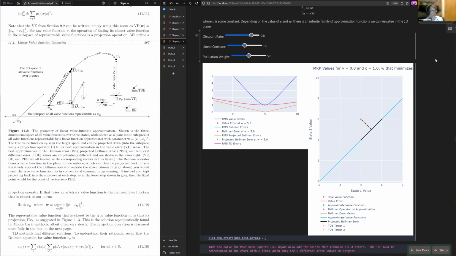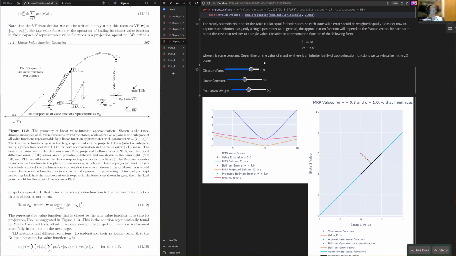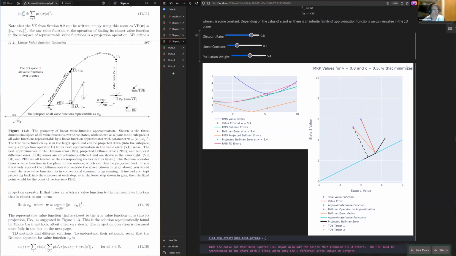The problem is, right, this depended on C being 1. If I change the linear constant now, so let's say I make it like 0.5 or something. So now I've changed the slope of this line. So now the point of minimum value error is going to be different, right? I can shift this up. Oh, sorry. The value error actually is the orange line here. So, sorry, this is cut off a little bit.